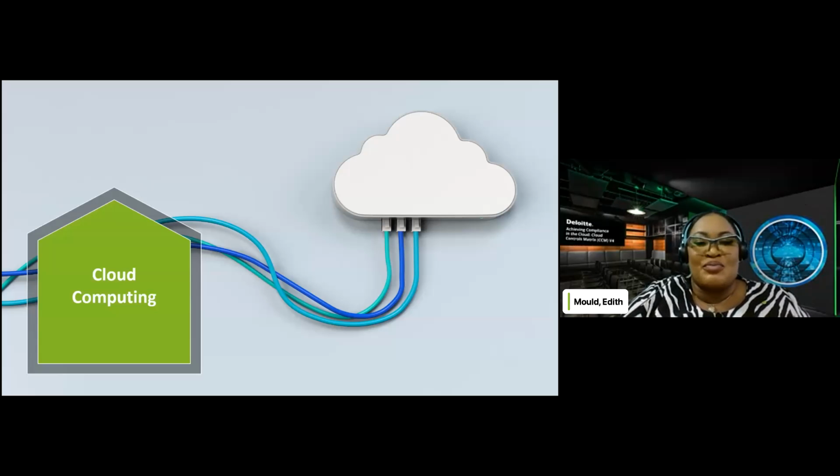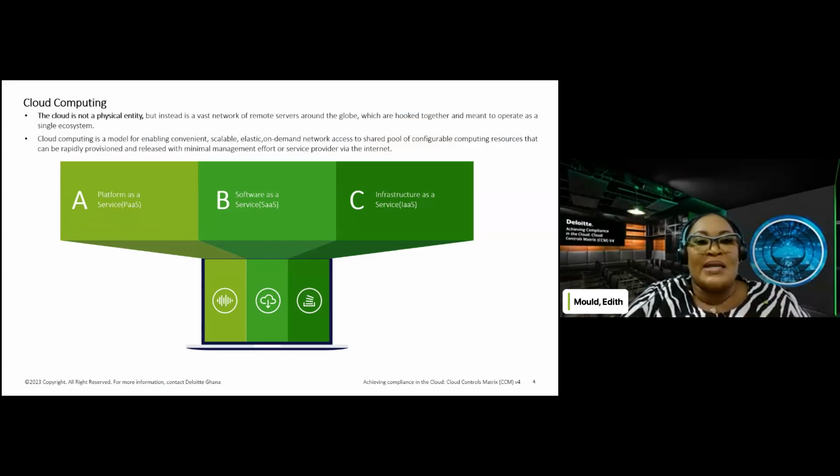Now, what is cloud computing? We are going back to basics. Cloud computing is the practice of using a network of remote servers hosted on the internet to store, manage, and process data rather than on a local server or your local PC. There are 3 options in determining which cloud computing model one wants to deploy based on your organization's business strategy. They are Platform as a Service, or PaaS for short, Software as a Service, or SaaS for short, and Infrastructure as a Service, or IaaS for short.